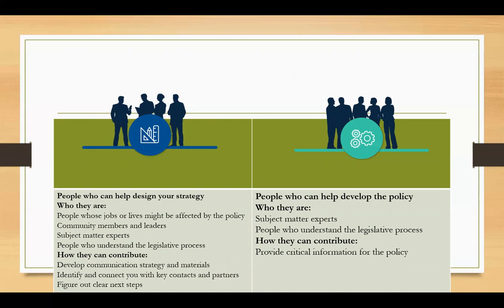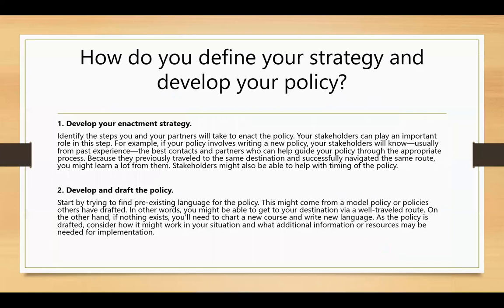The second part over here, they're going to help develop the policy. They're the subject matter experts you're going to see, people who understand the legislative process. They're going to provide critical information for the policy, and they may help you write sections of it. Okay. How do you define your strategy and develop your policy? To develop your enactment strategy, identify the steps you and your partners will take to enact the policy.